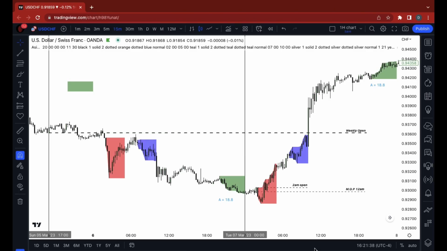The US dollar versus the Swiss franc, and we can see that price is below midnight opening price for the day of Tuesday, and we can see it's below 2 a.m. opening price, and it's also below Sunday's opening price. So there's a lot of confluences here. Three confluences for a discounted buy. Price drops down below the London session's opening price, below intraday midnight opening price, and is well below Sunday's opening price for the high probability buy scenario. And as you can see, you get your classic AMD setup: accumulation, manipulation, distribution, and price runs higher.